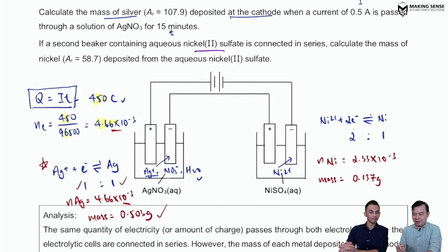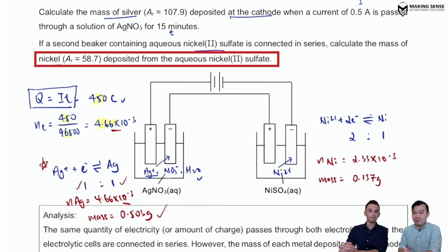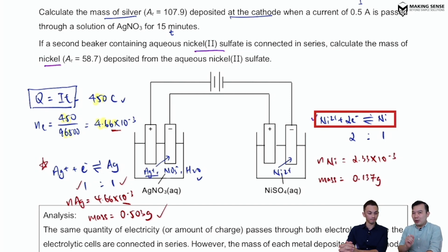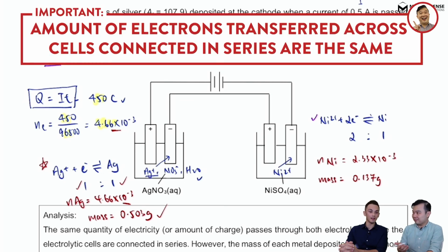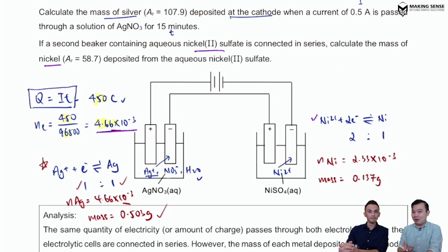Once again, they're quite kind. They tell us that nickel is going to get deposited at the cathode again. So we're going to write out the half equations. One of the most important ideas about this kind of circuit, where your cells are connected in series, is that the number of electrons transferred must always be the same. Whatever you see here will be transferred onto the second cell altogether.